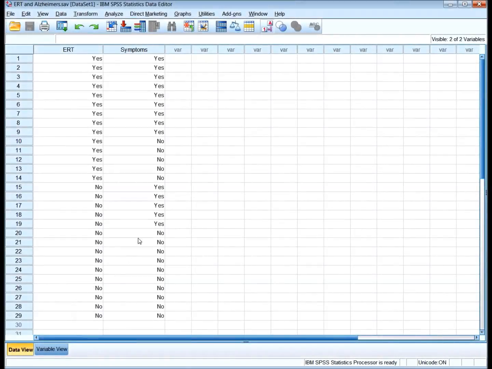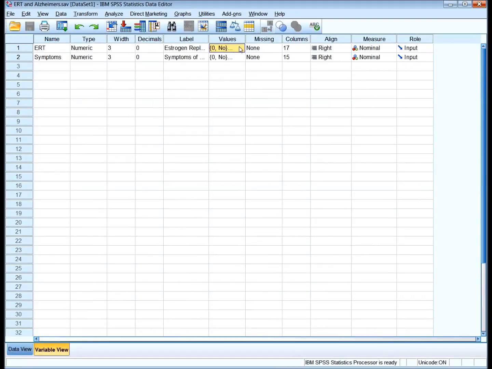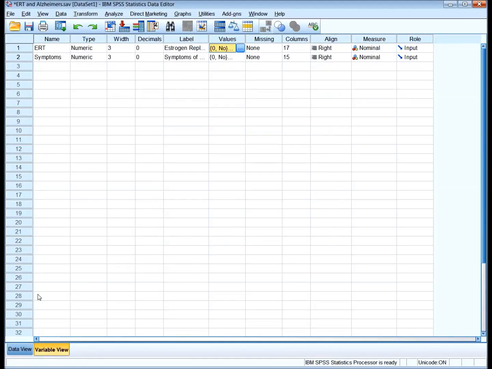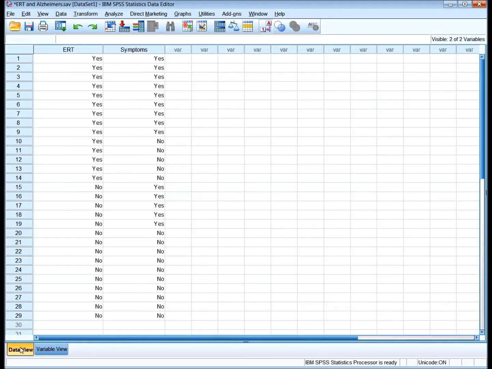So in this data file, you can see we have 2 variables: whether or not the subject has had estrogen replacement therapy and whether or not they have symptoms of Alzheimer's disease. In the variable view tab, we can see how the data file was set up, where 0 equals no and 1 equals yes. Remember that for a chi-square test of independence, both variables must be dichotomous.